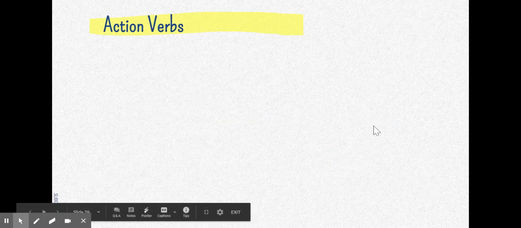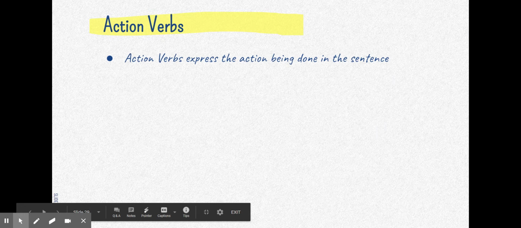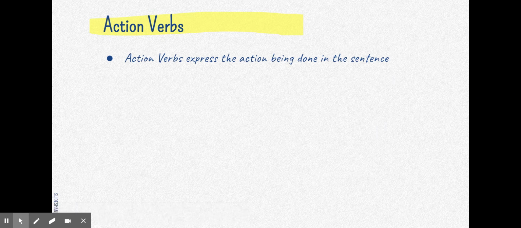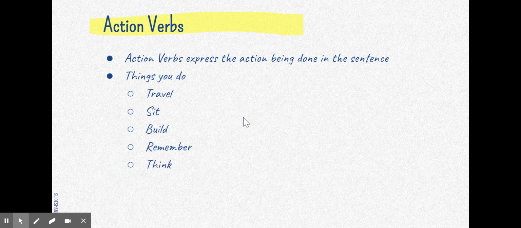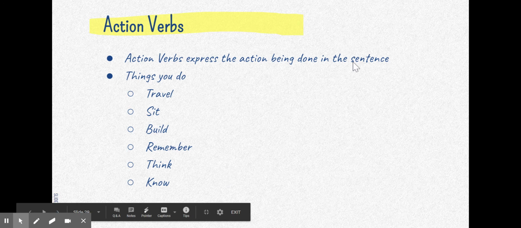So first thing we're going to talk about today is action verbs. Action verbs express the action being done in a sentence. Pretty straightforward. That's why they named it that, right? Action verbs express the action. So these are things that you can do, right? Action verbs are things that you can do. Things that you can do physically, like travel, sit, or build, right? These are things that you do with your body. There's also action verbs that are still things that you do, but they're more like things that you do internally, things that you do with your mind, like remember or think or know. These are all action verbs, right? All things that you can do.